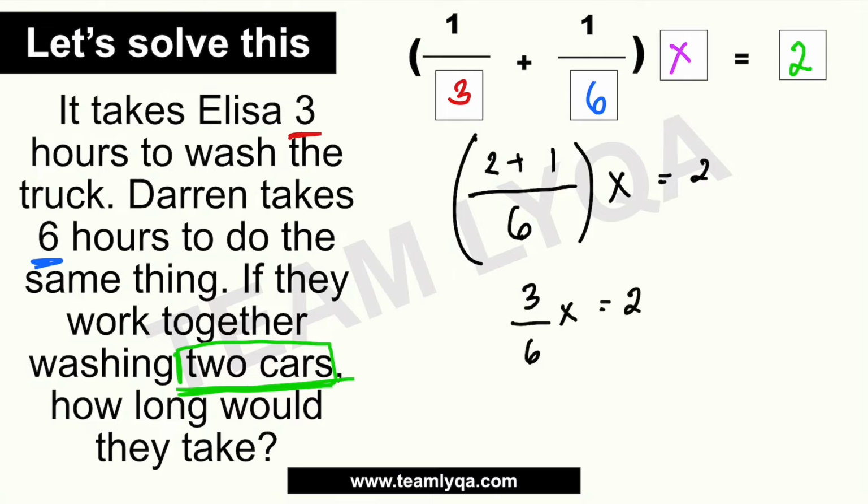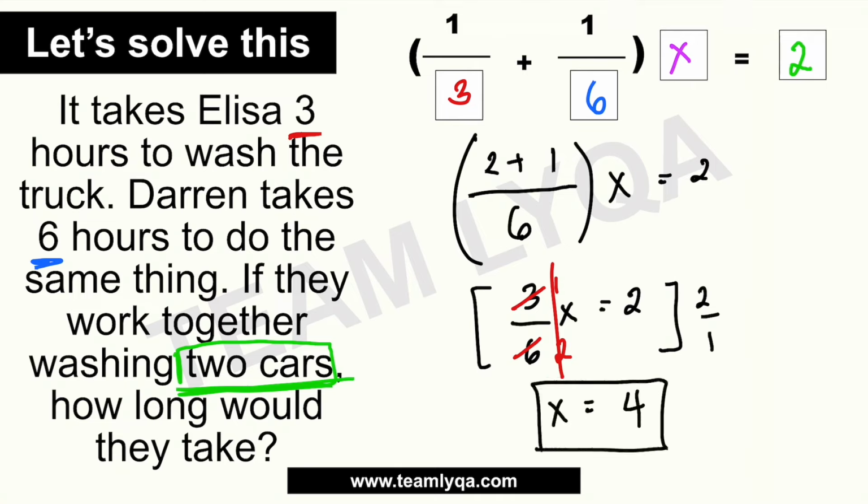Or, kung ilo-lowest terms natin siya, pwede natin gawing 1 over 2. Tapos, imumultiply natin siya sa reciprocal, kabaliktaran, 2 over 1, para makancel natin ito totally. Maiiwan na ngayon yung x is equal to 2 times 2 or 4. Now, you notice, if you watched yung video natin nung first time, ang sagot natin is just 2 hours. Ngayon, 4 na lang. Which makes sense kasi nga dalawang kotse na yung hinuhugasan nila.